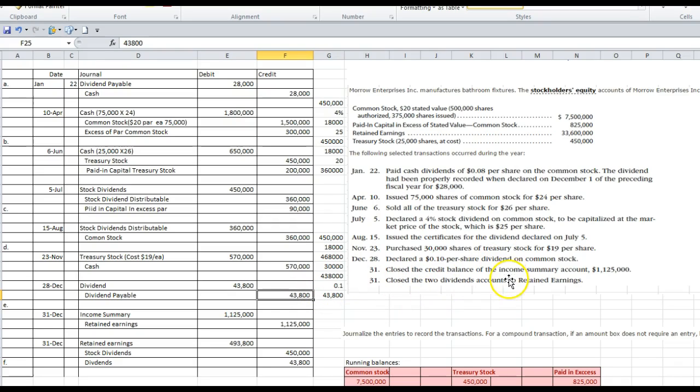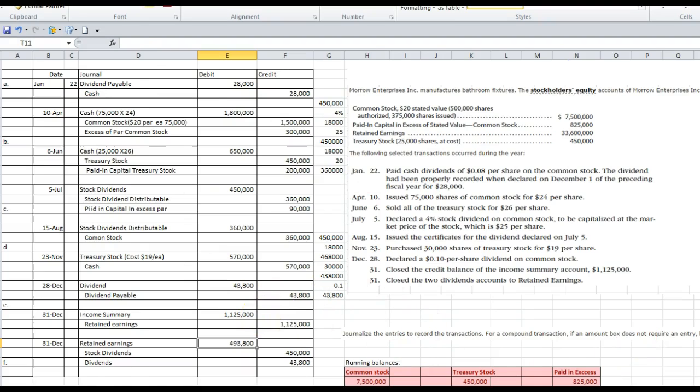Then they ask us to close out two accounts. The first one we're going to close is the income summary. It has $1,125,000 in it, and that happens to be net income. So that gets put into retained earnings. And then it says close the two dividend accounts, and those are always closed into retained earnings. So you have stock dividends for $450,000 and dividends for $43,800, and retained earnings then gets hit for $493,800. Those are your entries.